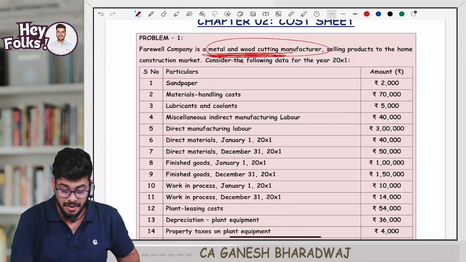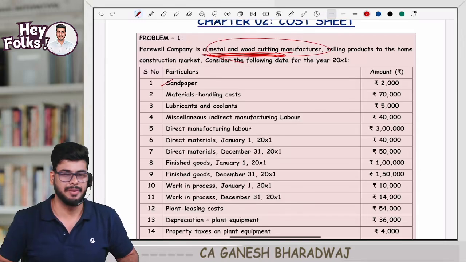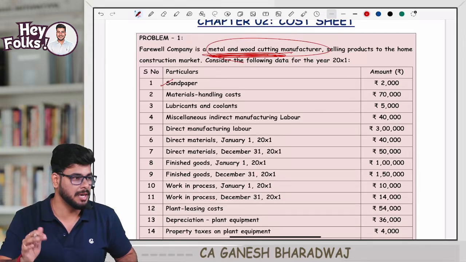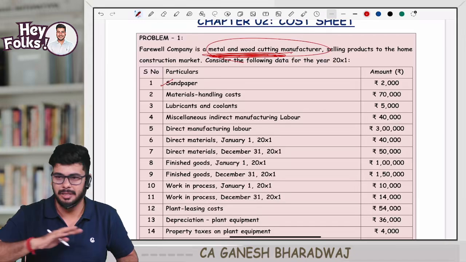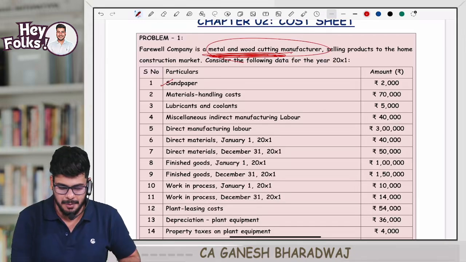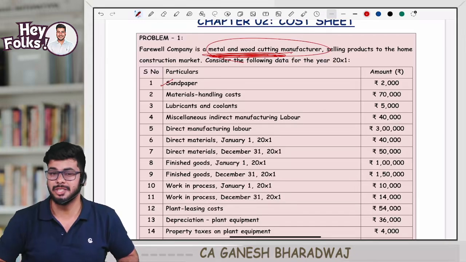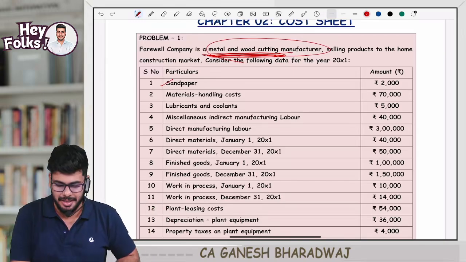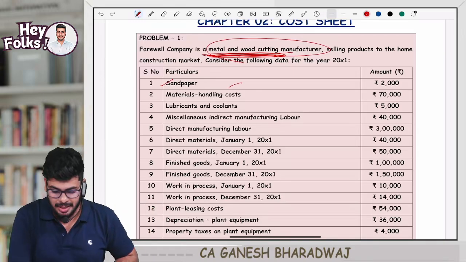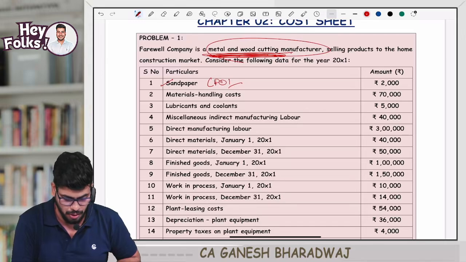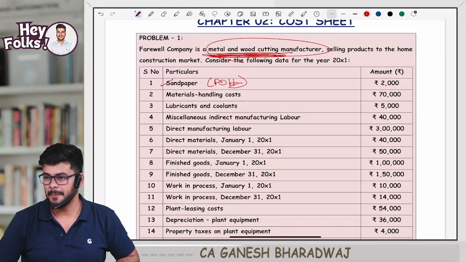Now you tell me, first thing, sandpaper they have given. Why do they use this sandpaper? For giving that finish, right? Now, ideally speaking, this is an indirect material. It's not a direct material. Direct material is wood. Guys, correct? Indirect material. Guys, are you clear with this? So this comes under, very good, production overheads. Any problem here? No. Right?